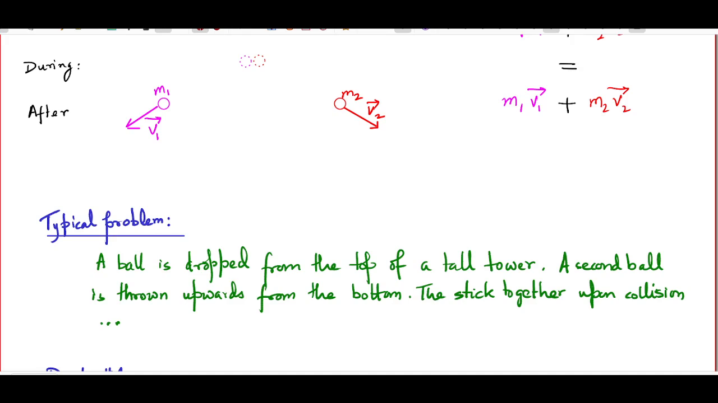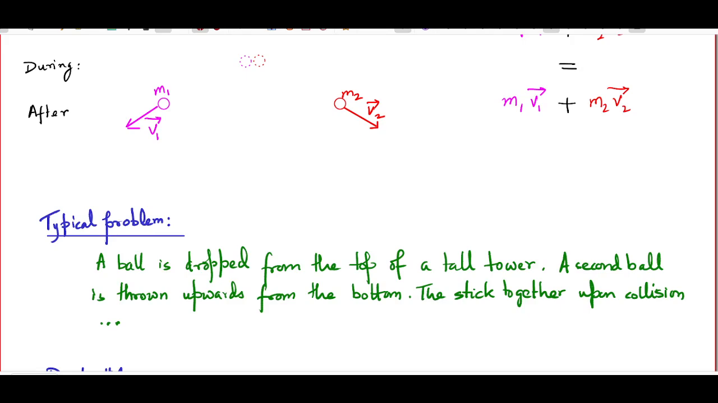The basic idea is that a ball is dropped from the top of a tall tower. A second ball is thrown upwards from the bottom. They hit, being aimed rather nicely, and then they stick together upon collision. And of course, after that, the question would be something like: how much is the velocity of the particle after collision, the combined particle that is, or how long after the second ball was thrown does the combined particle reach the ground, or many such variants of this. But the basic thing that you have to do is simple.